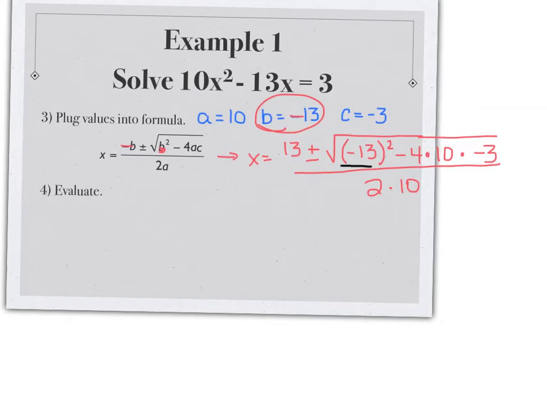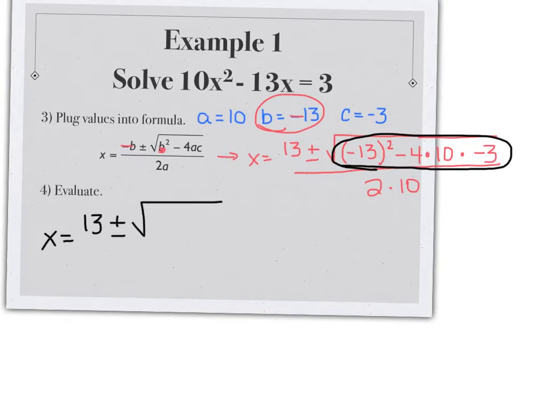The first step I always do is just all of this stuff underneath the square root symbol. So I would do negative 13 squared minus 4 times 10 times negative 3. So I get x equals 13 plus or minus the square root of, let's see, that's going to be 169 plus 120, which is 289. Okay, so again, I just did negative 13 squared minus 4 times 10 times negative 3, all over, and this I'll go ahead and do too. So 2 times 10 is 20, so all over 20.